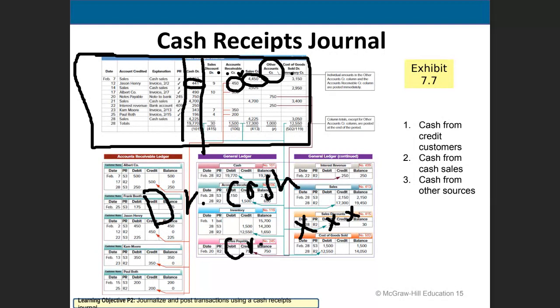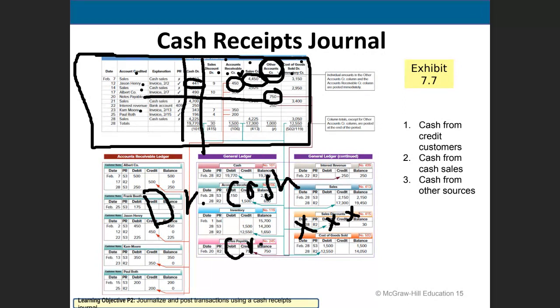If the journal entry was debit cash and credit, let us say, notes payable, we don't have notes payable here. What we have is other accounts. So we write it here, and in account credited we write notes payable. Otherwise, if it was accounts receivable, we write the name of the customer that we received from.